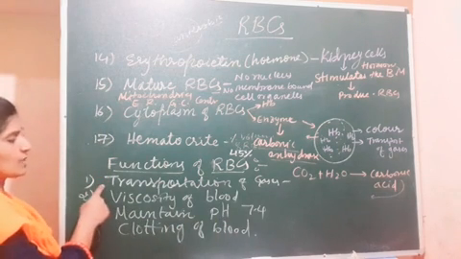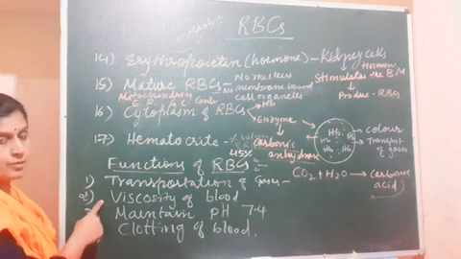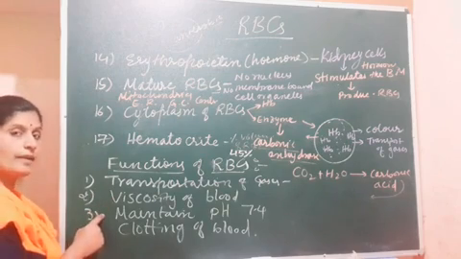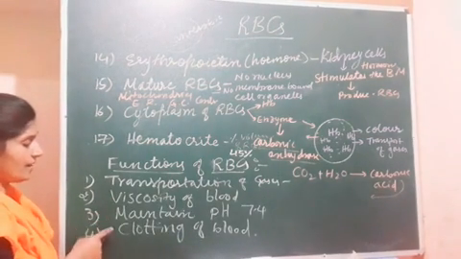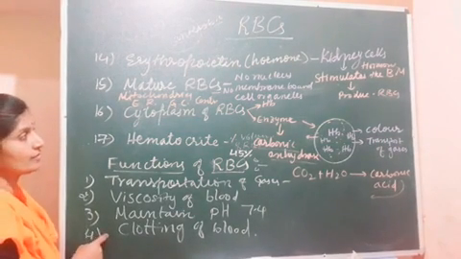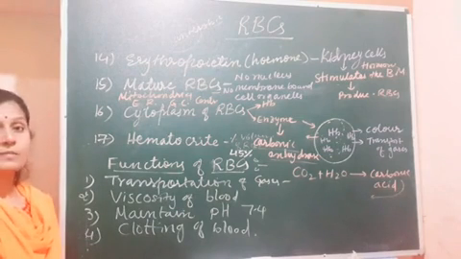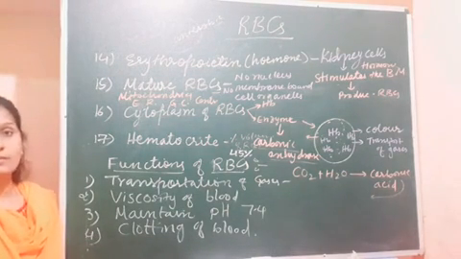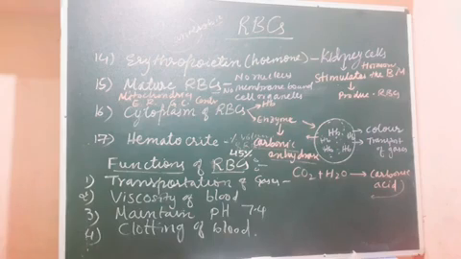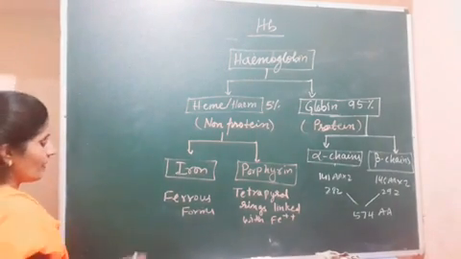First function is transportation of the gases O2 and CO2. Second one is it helps to maintain the viscosity of the blood, and third one, it also helps in maintaining the pH of the blood, and lastly it also takes part in the clotting of the blood. In this way we have completed the RBCs and the functions of RBCs. Now I will take the hemoglobin.